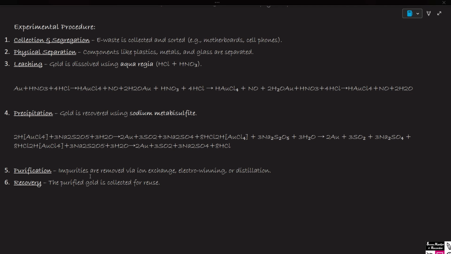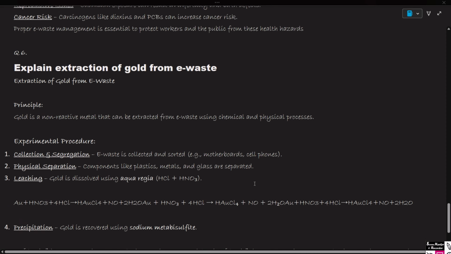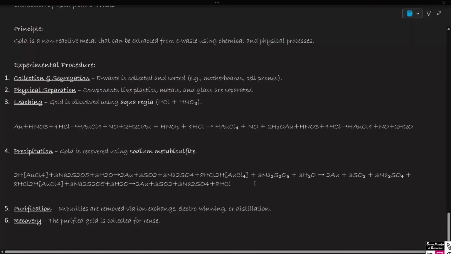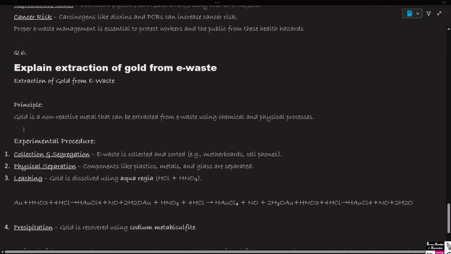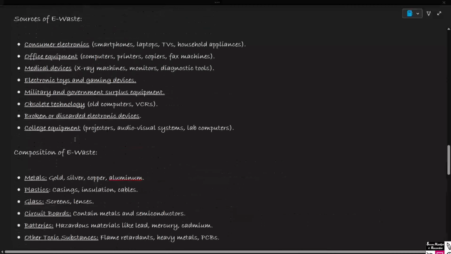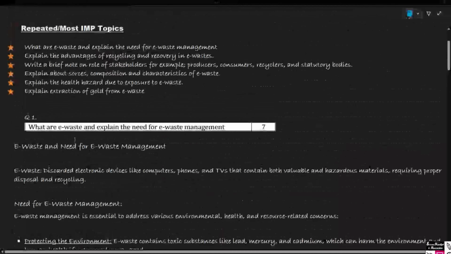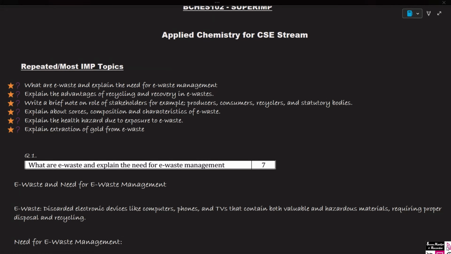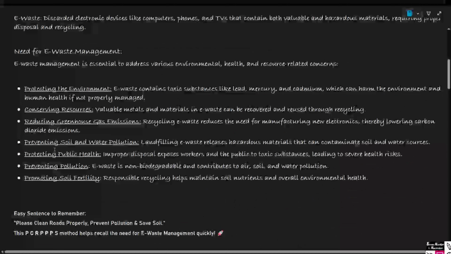Purification: later, the recovered gold is purified using an electrochemical or distillation process. Recovery: the purified gold is collected for reuse. So this covers Module 5. And as I told, this module is a full theory subject. You just need to remember the underlined words and write them properly, and you can also write it on your own. These are the six questions that are most repeated, and you can write this module on your own. Just remember to write the underlined points which I have underlined here. These are the points that the invigilator is going to check.